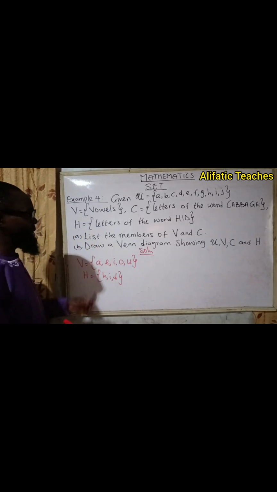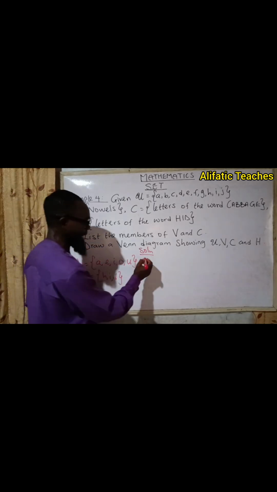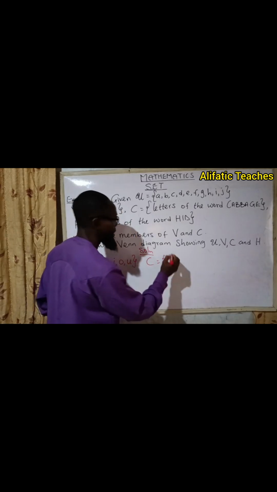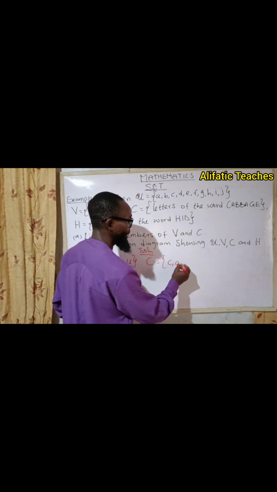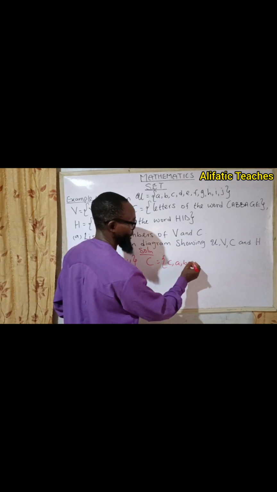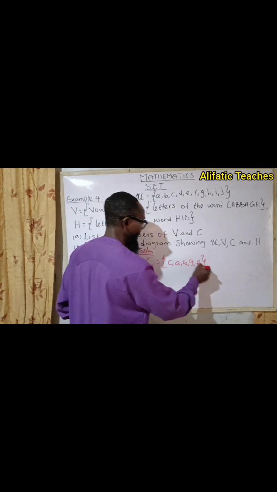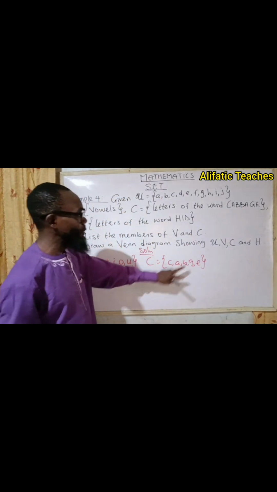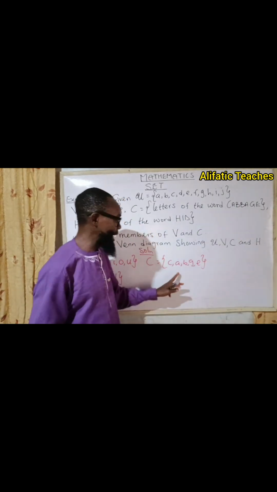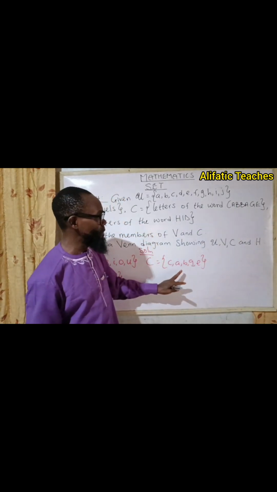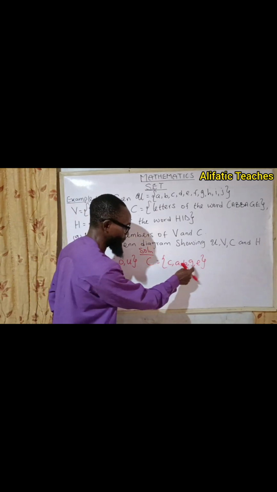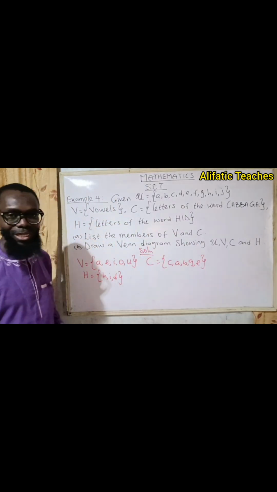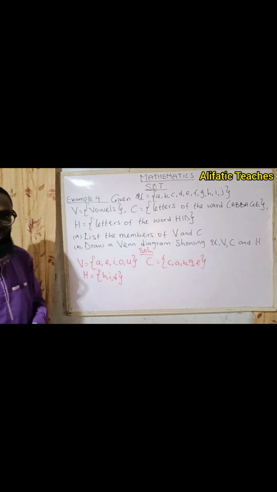Also, let us write that C out: the letters of the word cabbage. C, A, B, G, E. Don't forget that we have two Bs here, we only write one. We have two As, we only write one. Cabbage. So how many letters? 1, 2, 3, 4, 5. Just five letters. Let us now go by our question.